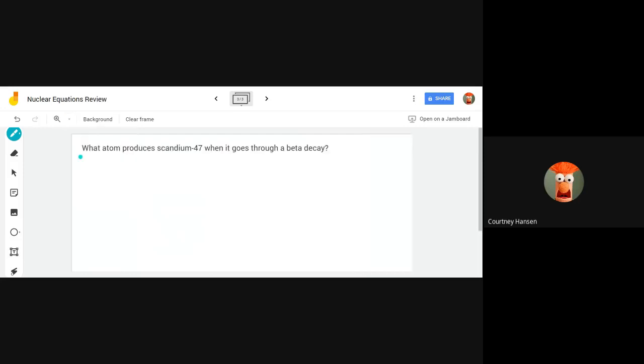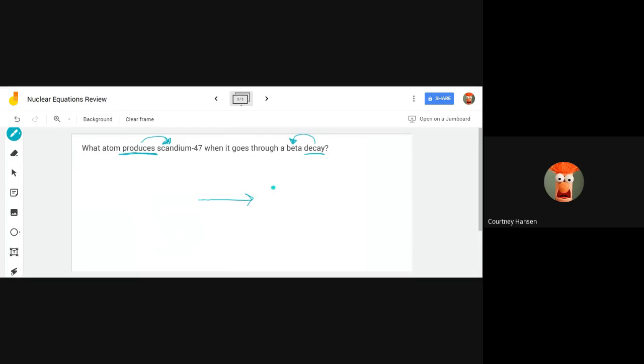Let's do one more. Now this one has a little bit different wording. What atom produces scandium-47 when it goes through a beta decay? Okay, so we know that our scandium-47 is produced. So that's going to come after the arrow. And we've got beta decay here. So that's telling us that the beta comes after the arrow as well. We need to figure out what atom we are starting with.